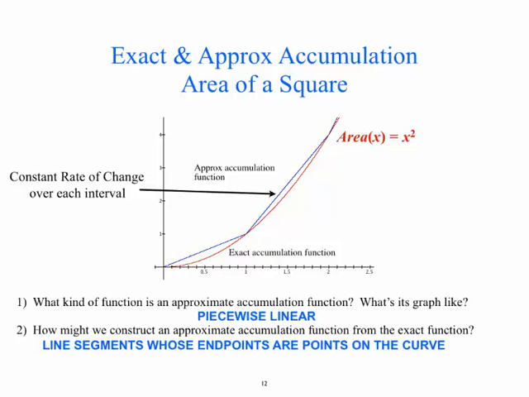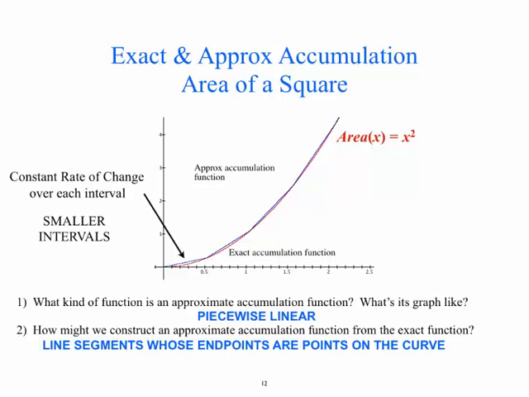Okay, and so then what are my intervals here? I'm choosing delta x intervals of 1 unit, whatever the unit is for my square side length. So what about smaller intervals? What will the effect be? We can do smaller intervals, and then we still have a constant rate of change over each interval. What's the effect of doing that?